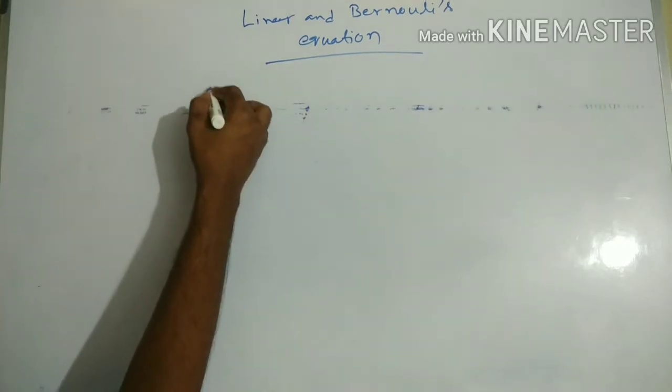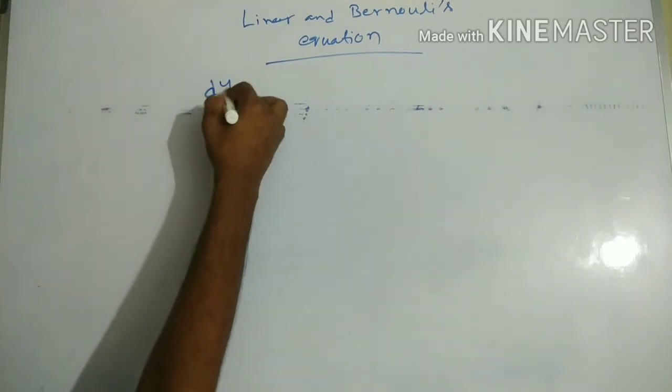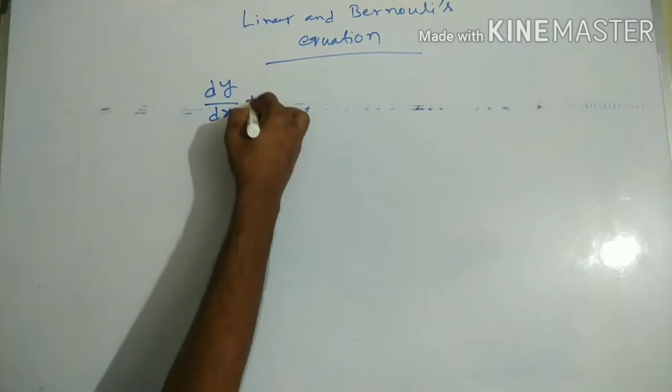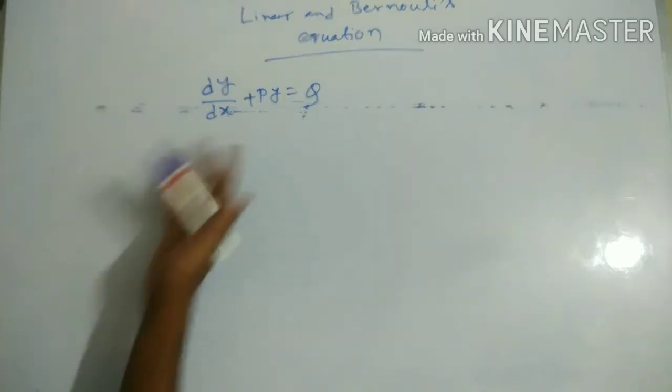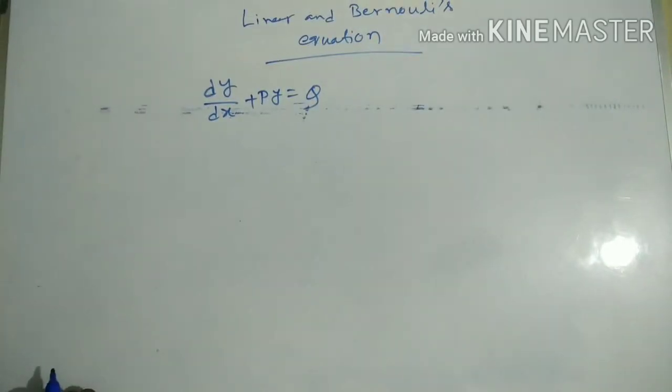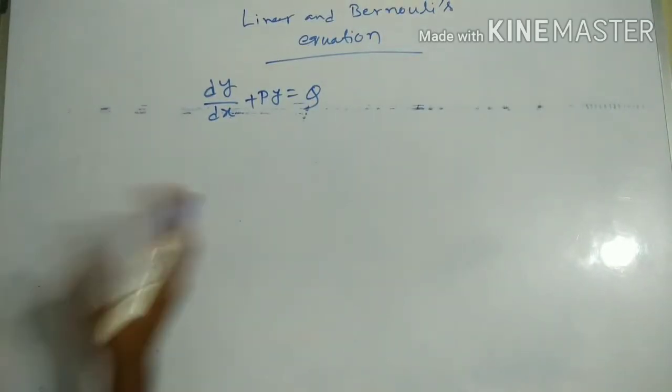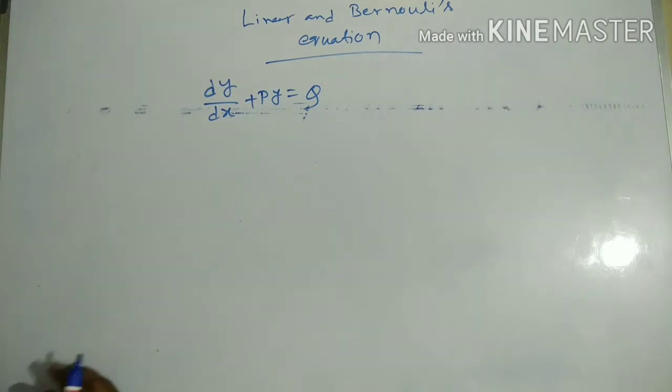An equation of the form dy/dx + py = q is called a linear equation. Obviously, of first order and first degree. Linear equations can be of first order first degree or first order higher degree or higher order first degree. Now we are dealing with first order first degree ODEs. So this is a linear equation of first order first degree.